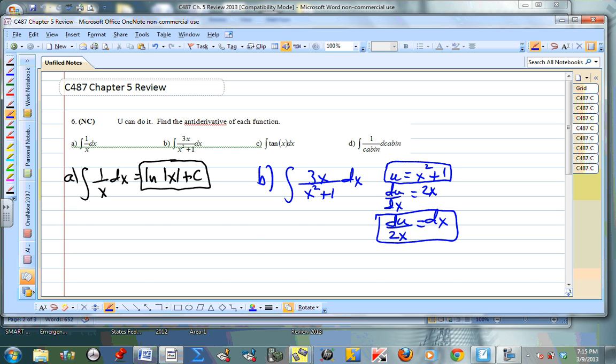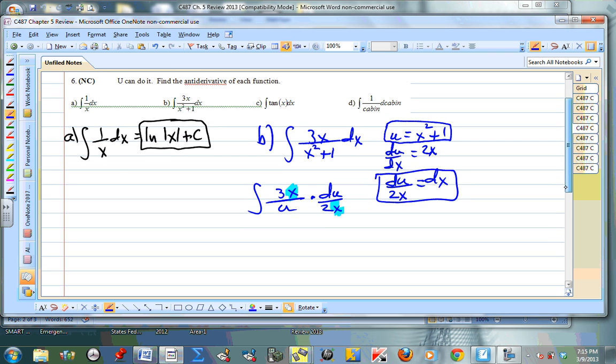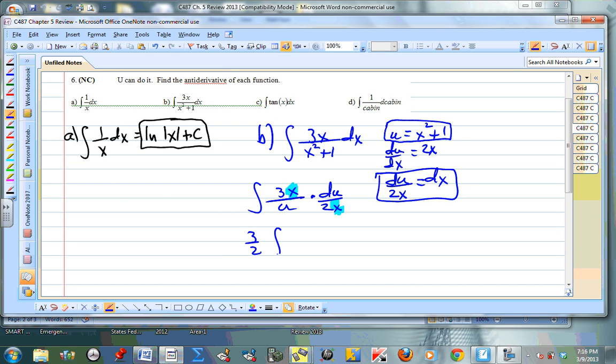So now we'll substitute. That gives us the integral of 3x over u times du over 2x. Well, you see, the x in the numerator and the x in the denominator eliminate each other. And there's a constant 3 over 2 we can pull out in front. So it'll be 3 over 2 times the integral of du over u. Well, hopefully this is recognizable. This is now going to be 3/2 times the natural log of the absolute value of u plus a constant.